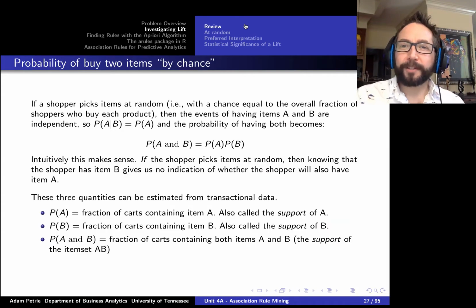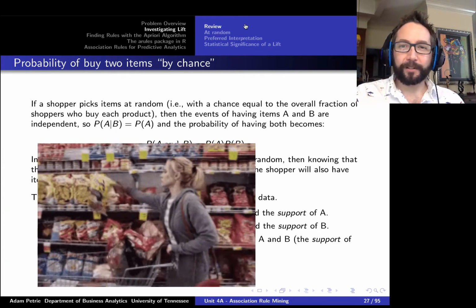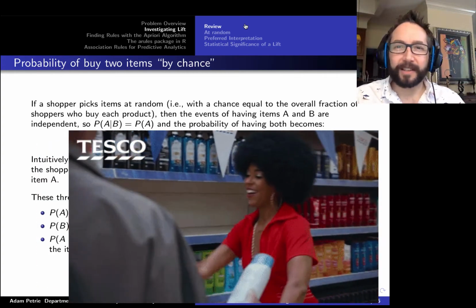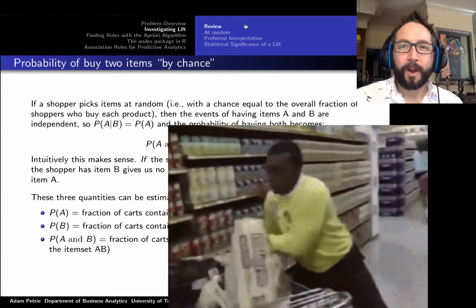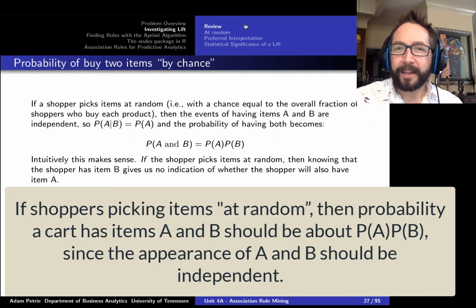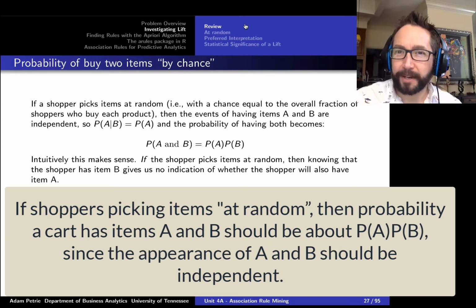So what if we took the viewpoint that shoppers were just picking items at random? They're going down the aisles, items are falling into their cart kind of at random with respect to the frequencies that shoppers purchase those sorts of items. Well, if shoppers were purchasing items at random, then if we asked what fraction of carts should have both items A and B, it should work out to be the product of the two individual fractions, the fraction of carts that have A times the fraction of carts that have B.